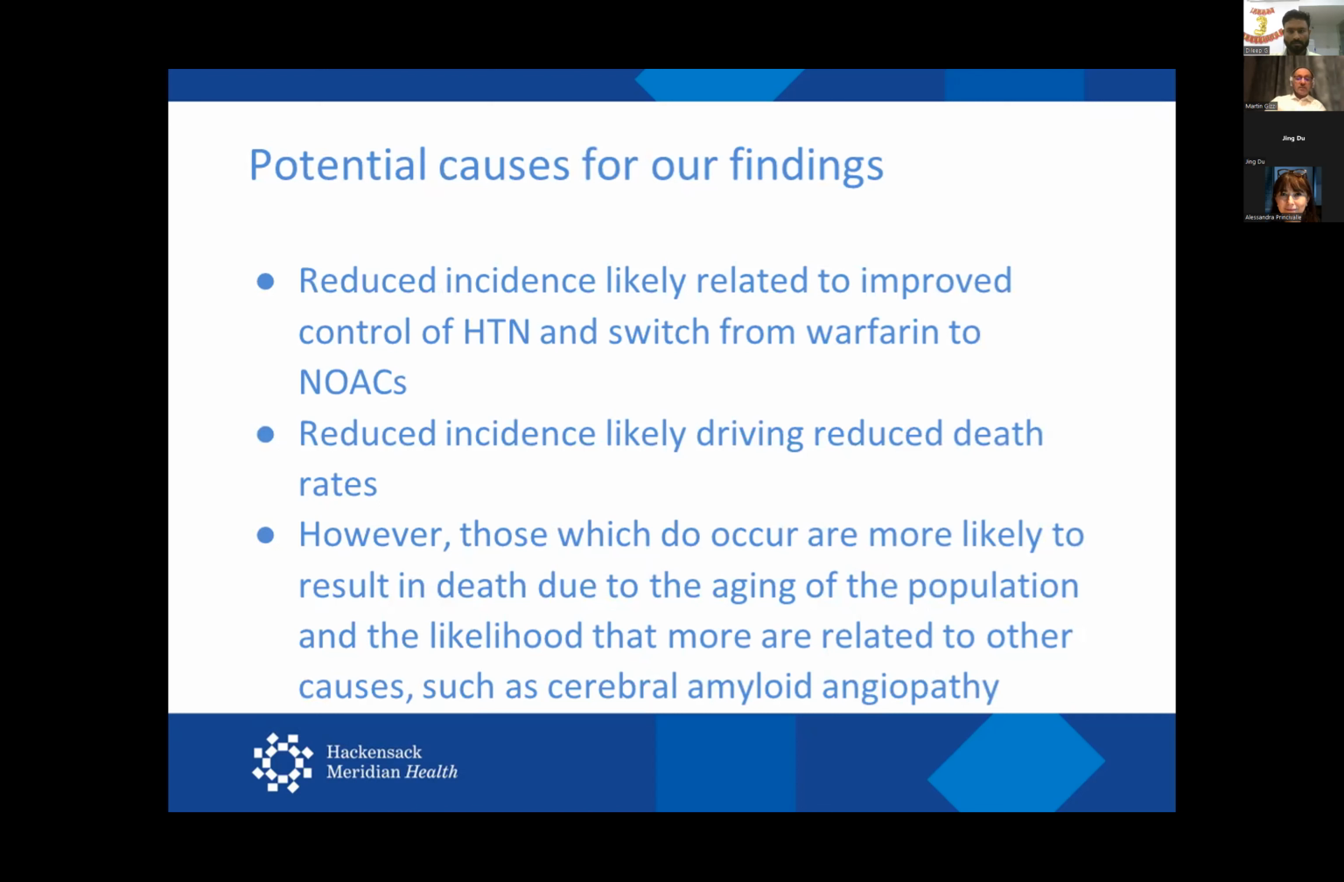We think the reduced incidence of intracerebral hemorrhage overall is likely related to improvement in the control of hypertension in all age groups, and from the switch of the older warfarin to the novel oral anticoagulants like apixaban and rivaroxaban. We think the reduced incidence overall is driving the reduced death rates. Naturally, if you're having less of the disease, you're less likely to die of it. However, those hemorrhages which do occur, which get through despite good hypertensive control, are more likely to result in death now due to the aging of the population, a more frail group, and also that aged population is more likely to have cerebral amyloid angiopathy and not just hypertension, and therefore be more likely to have really devastating hemorrhages. Next slide.